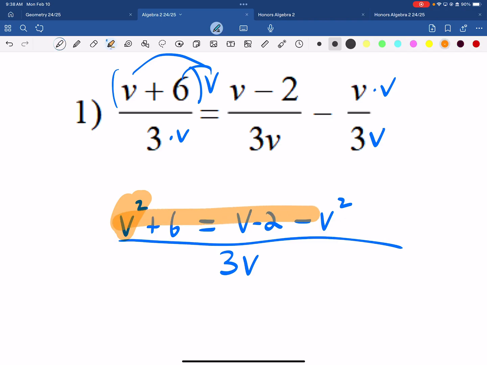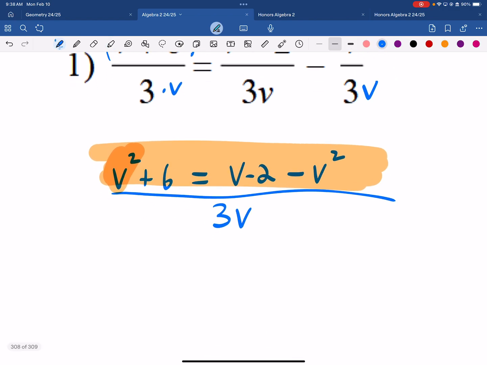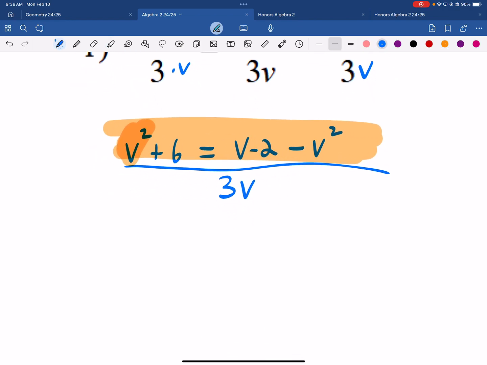So now we've created this equation in the numerator. So we're going to rewrite that. We're just going to ignore the denominator for now. So we've got v squared plus 6 is equal to v minus 2 minus v squared.